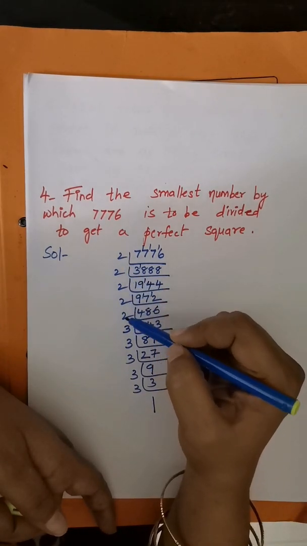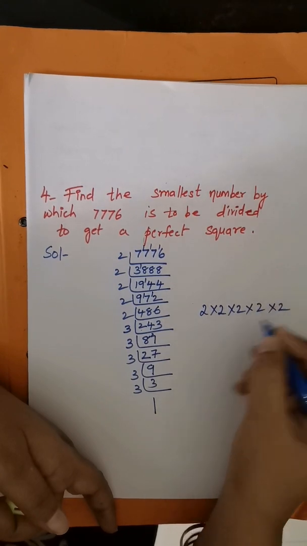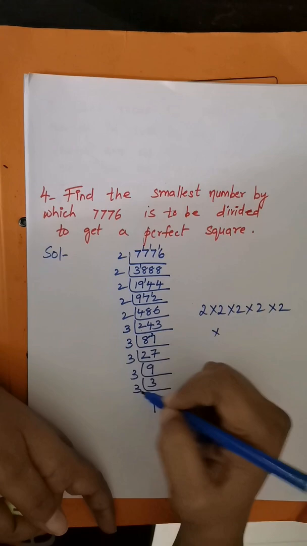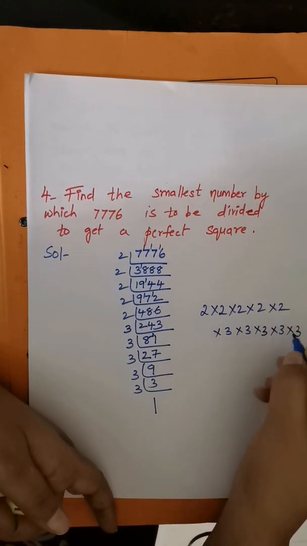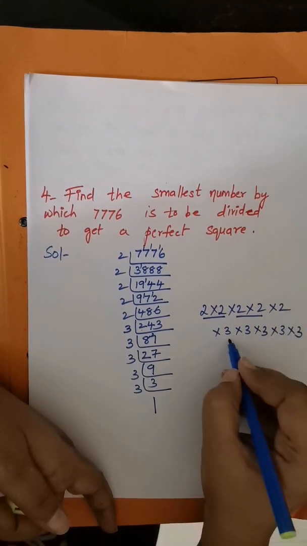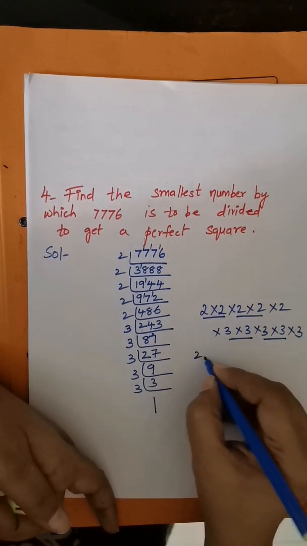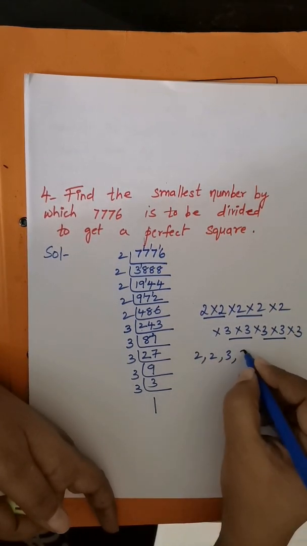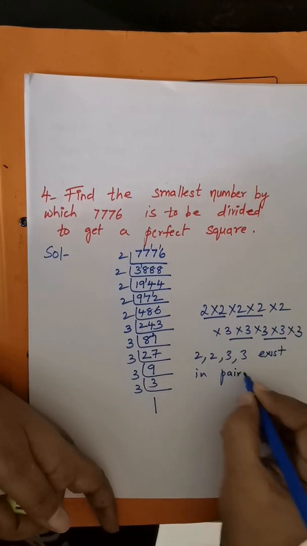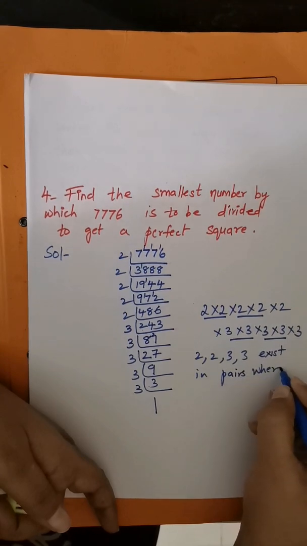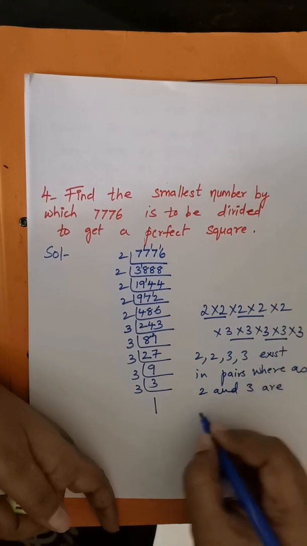1 2 3 4 5. Then how many 3s? 1 2 3 4 5. Make the pairs. 1 pair, 2 pair. 2 is alone. For 3, 1 pair, 2 pair, 3 is alone. So 2, 2, 3, 3 exist in pairs, whereas 2 and 3 are alone.